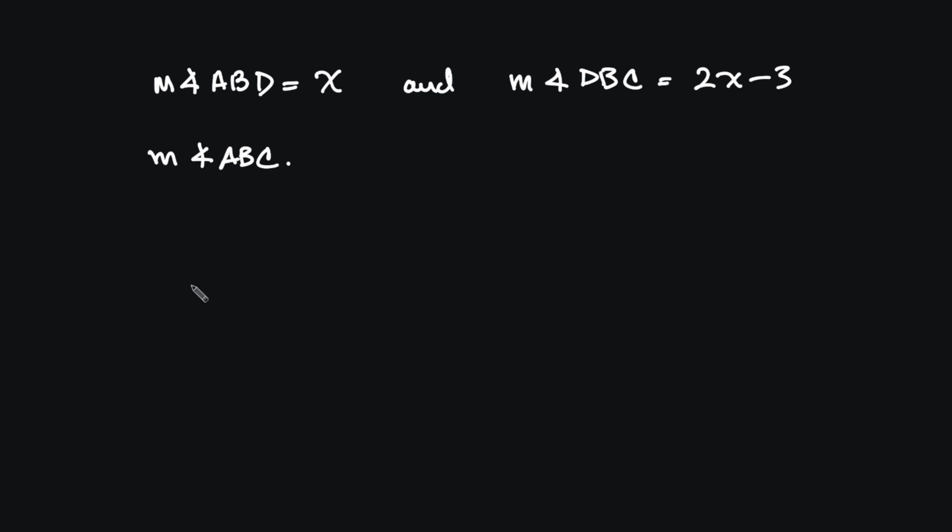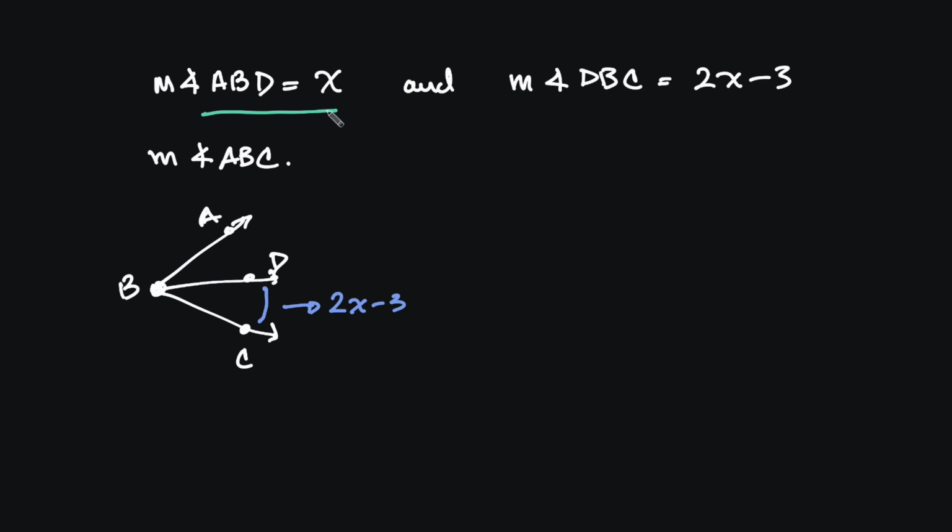We know, and let me try to have a drawing here. We know that this is A, B, D, and this is D, B, C, right? So this is telling me that it's 2X minus 3. And this measurement of angle ABD is telling me that all this is X. So the whole thing, the complete angle, this, right?